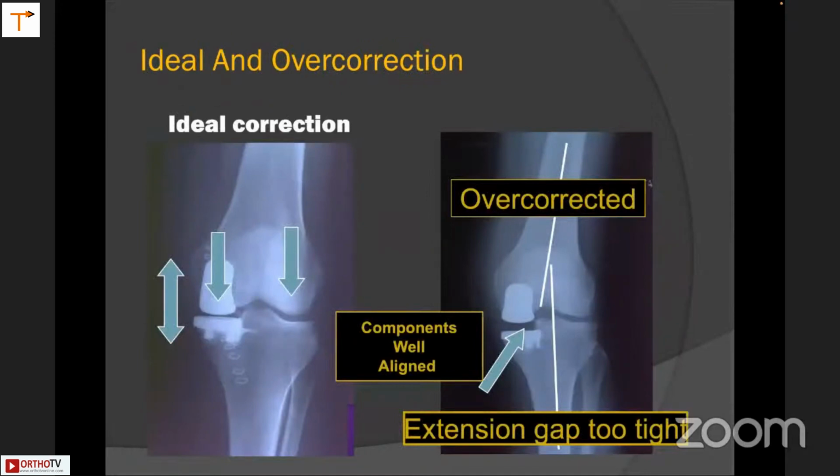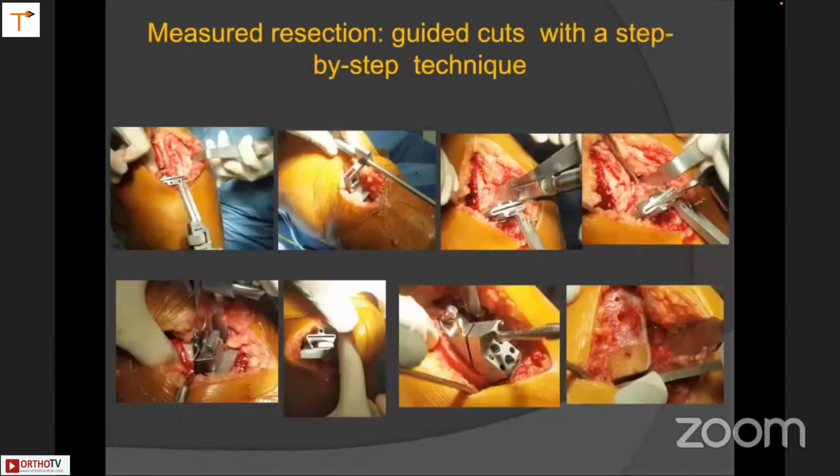A typical example of a postoperative X-ray: the one that looks undercorrected is an ideal correction, and the one on your right is overcorrected, though the components actually look very well aligned. This is more in line with a total knee replacement philosophy.